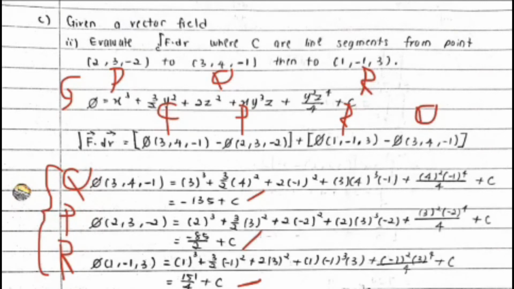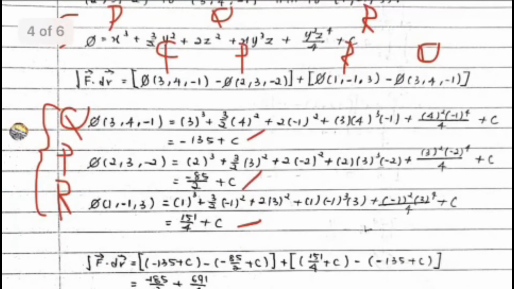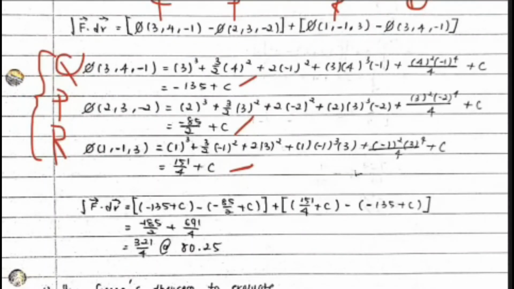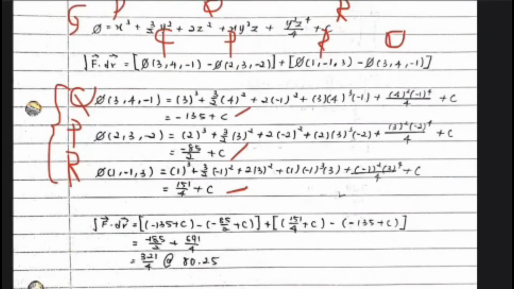Then after we substitute the potential function into all of the points, we will get here.